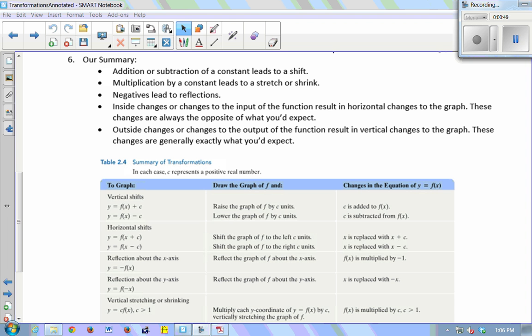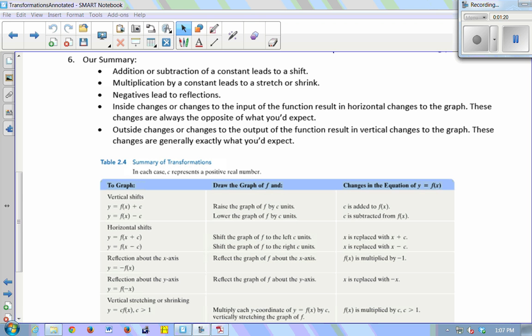And then the question of whether it's a vertical or a horizontal change to the graph depends on whether you made an inside change or an outside change to the formula. Inside changes, or changes to the input, result in horizontal changes to the graph, and those changes are always the opposite of what you'd expect. And outside changes, or changes to the output of the function, result in vertical changes to the graph, and those changes are generally exactly what you would expect.